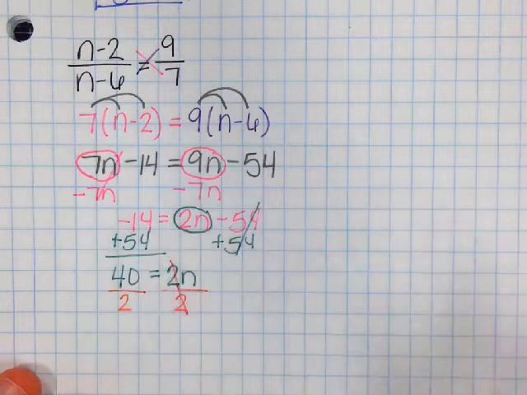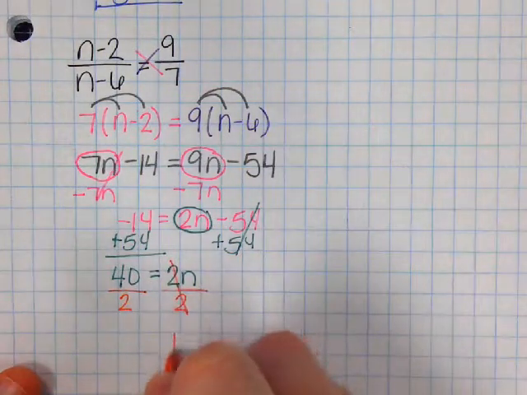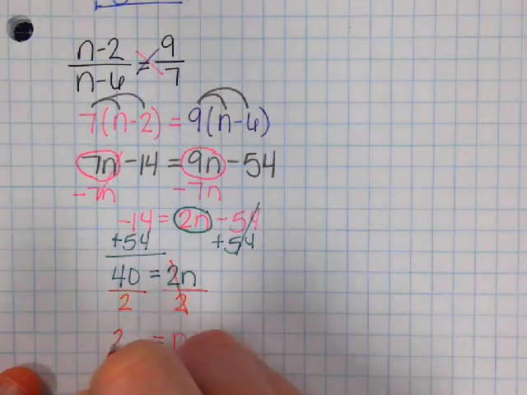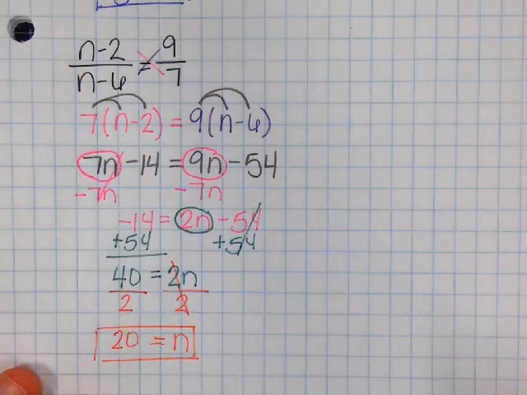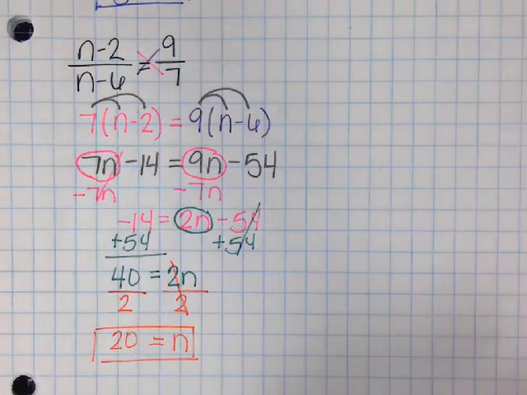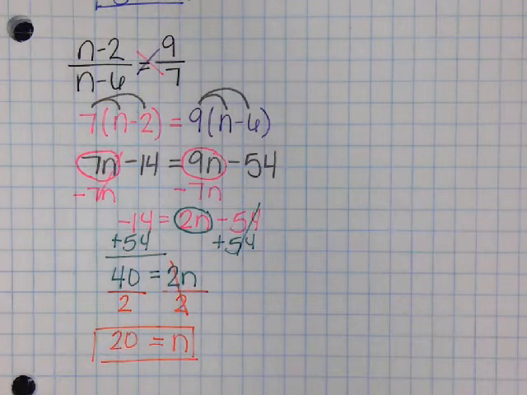Divide by 2. Divide by 2. So n equals 40 divided by 2 is 20. Okay. So solving rationals, these are solving just by cross multiplying.